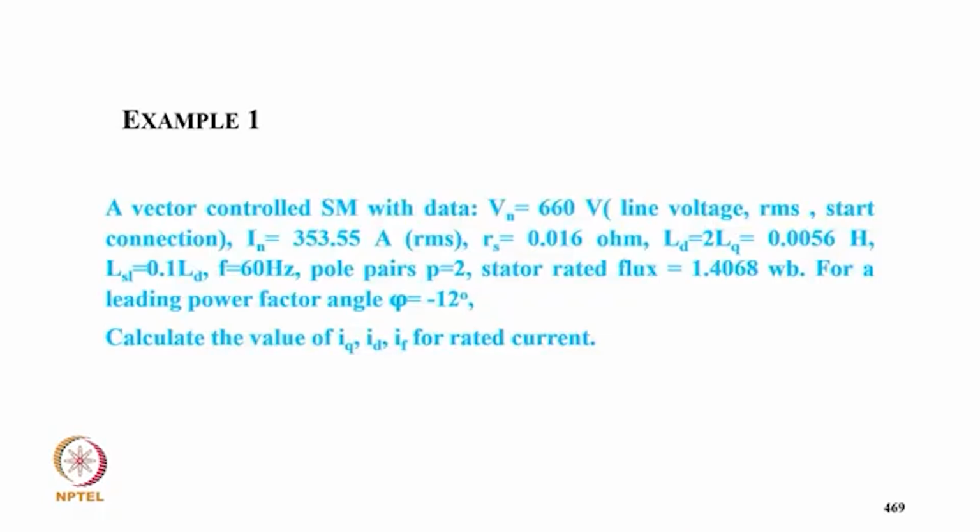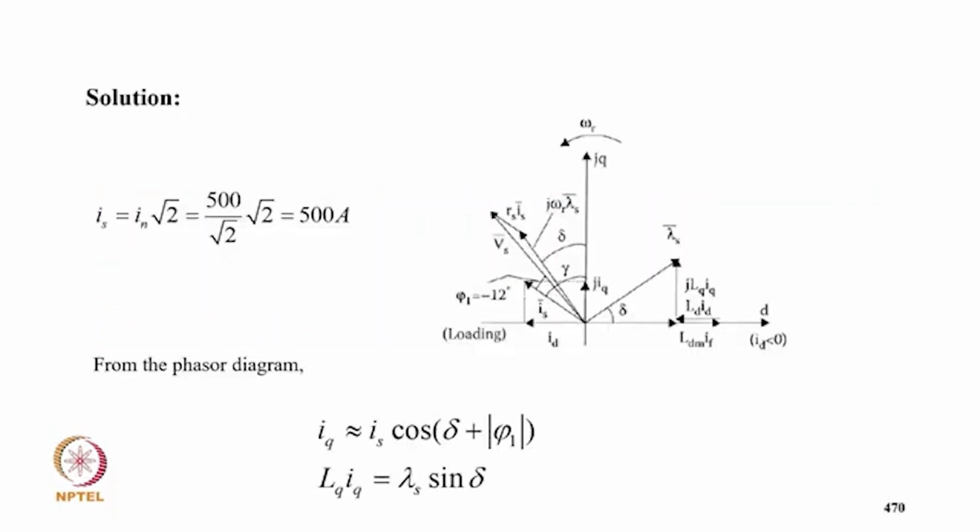Example 1: a vector control synchronous motor with data Vn equal to 660 volts line voltage RMS, star connection, In equal to 353.55 A RMS, Rs equal to 0.016 ohms, Ld equal to 2 Lq equal to 0.0056 Henry, Lls equal to 0.1 Ld, and at f equal to 60 Hz, pole pairs 2, and rated flux is 1.4068 Weber for a leading power factor angle phi equal to minus 12 degree. Calculate Id, Iq, If for rated current.